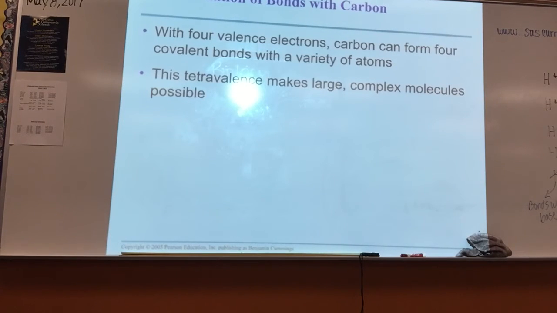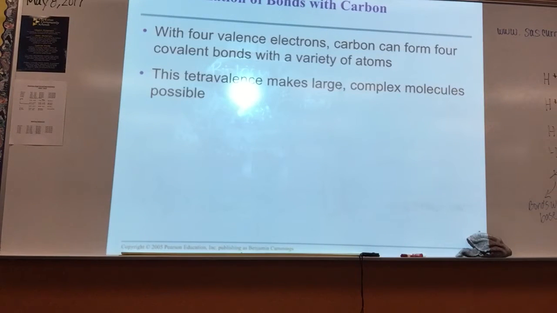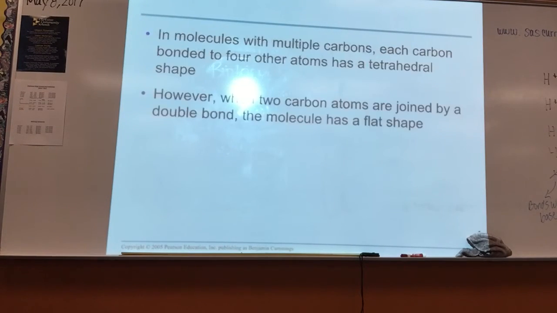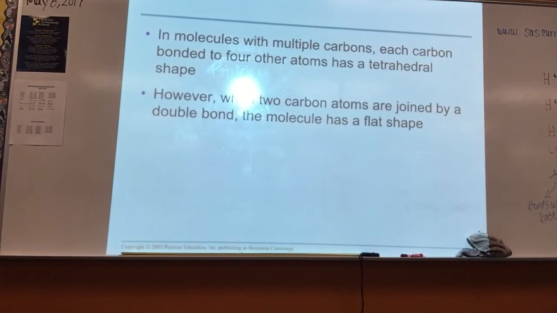Carbon has 4 valence electrons, and therefore can bond with 4 other atoms. It can make 4 covalent bonds. They call this tetravalence, tetra meaning 4. And therefore large organic molecules can be formed as a result of that. So if you have molecules that have multiple carbon atoms, each carbon bonded to 4 other atoms has a tetrahedral shape. This you should remember from chemistry. Remember that?